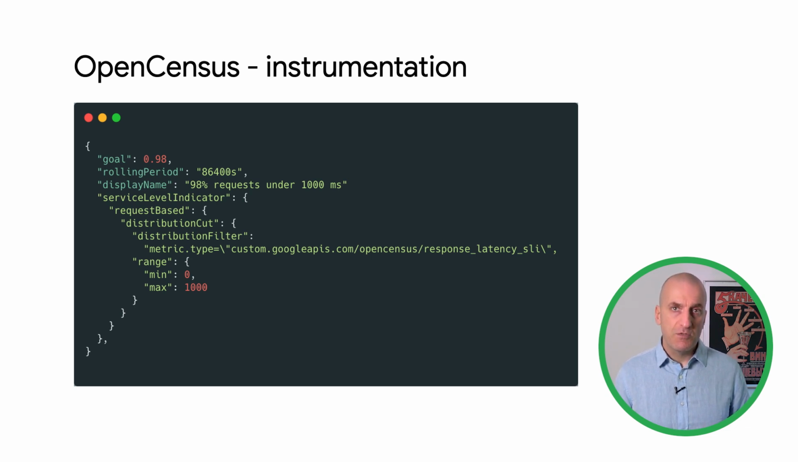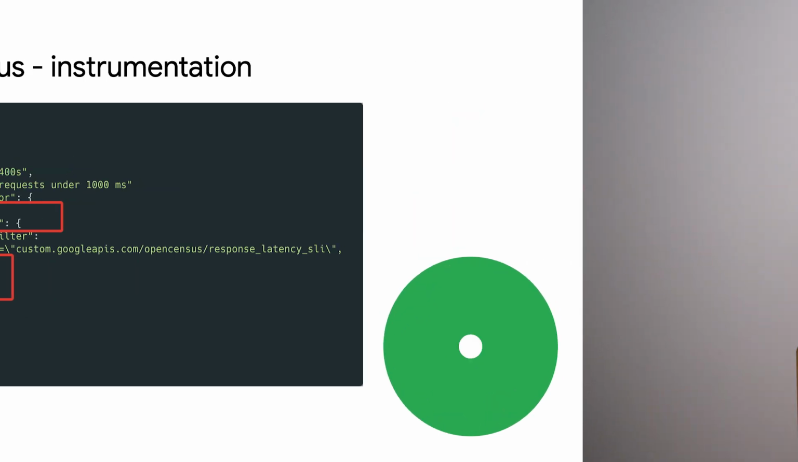You can then use them to define SLOs like this. Here's an example of a distribution cut SLI using the response latency metric written by OpenCensus with an SLO of 98% of responses being completed in under 1,000 milliseconds.